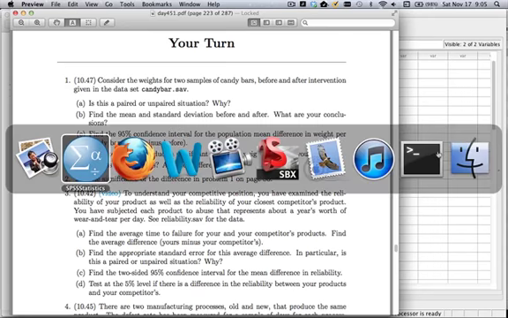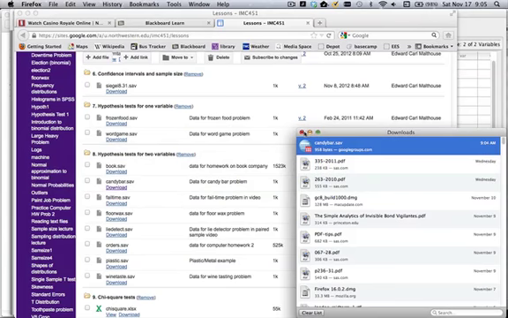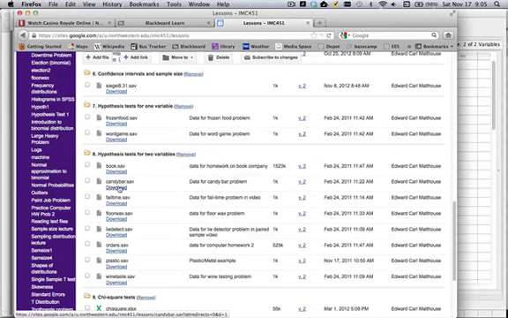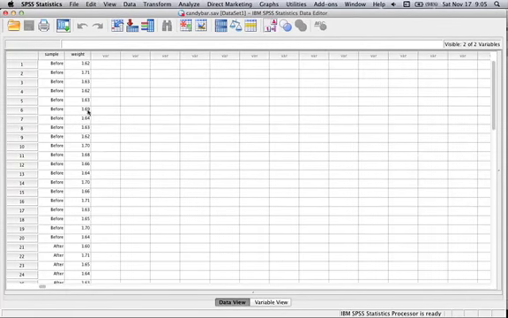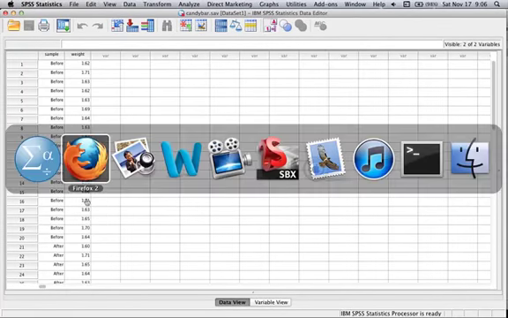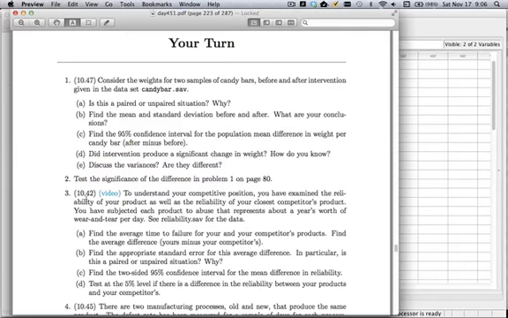So you can get the data set from Baboogle. Just go over and click on Candy Bar. And if you do that, you'll see it looks like this. So let's go back to the course packet. Part A says, is this a paired or unpaired situation and why?